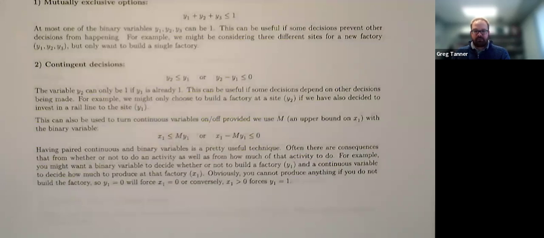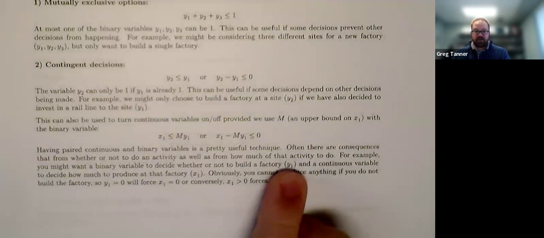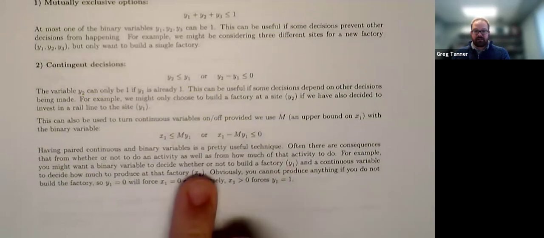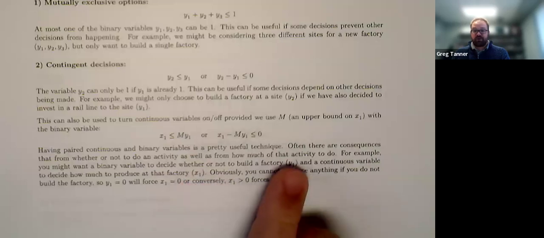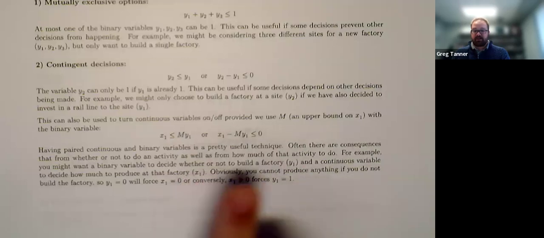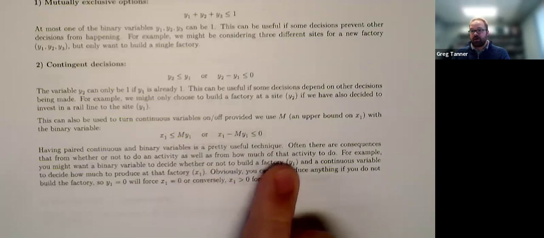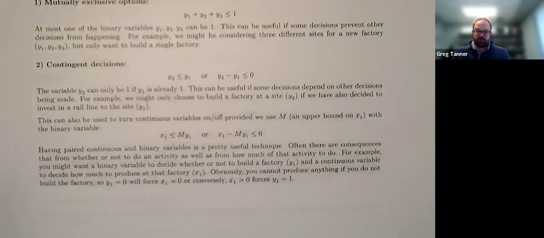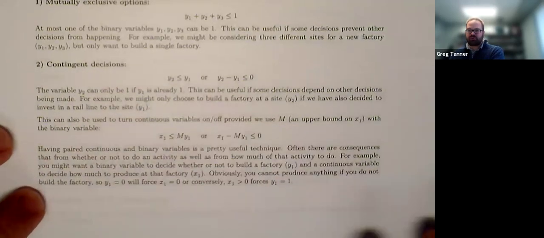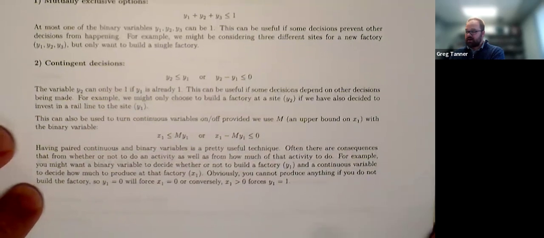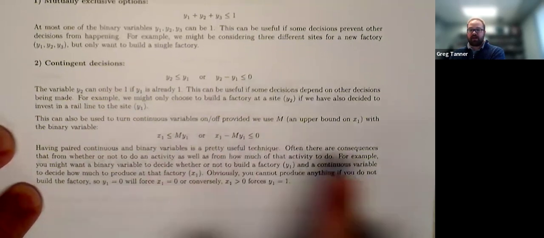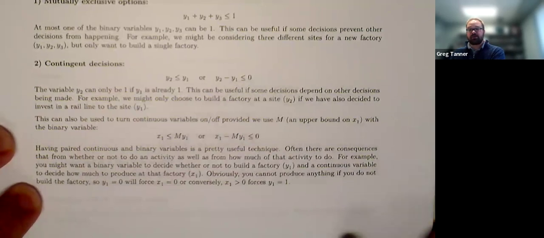Okay, and so an example of this is maybe y1 is a decision whether or not to build a factory, and x1 is how much to produce at that factory. Obviously, if you don't build the factory, you can't produce anything. And so if y1 equals 0, you need to force x1 to be 0. On the other hand, if x1 is positive, then you need y1 to be 1, and you have to build the factory in order to produce something. Okay? So contingent decisions is a pretty powerful trick, especially when you're pairing a binary and corresponding continuous variable together.